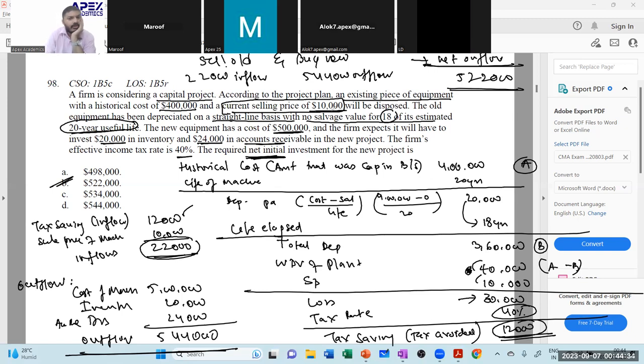How much you sold the machine for? 10,000. You saved 12,000 and you sold for 10,000. How much money did you have coming into your business? 22,000. How much was the new machine for? 5 lakhs. How much did you invest in inventory? 20,000. In debtors? 24,000. How much did you totally throw out? 5,44,000. How much came in? 22,000. How much net went outside? 5,22,000. Question understood, over. Did you understand? Yes or no?